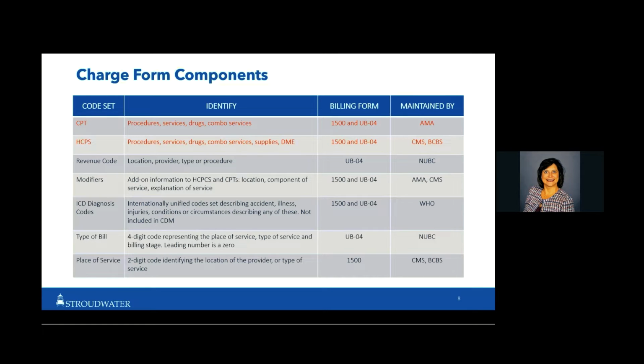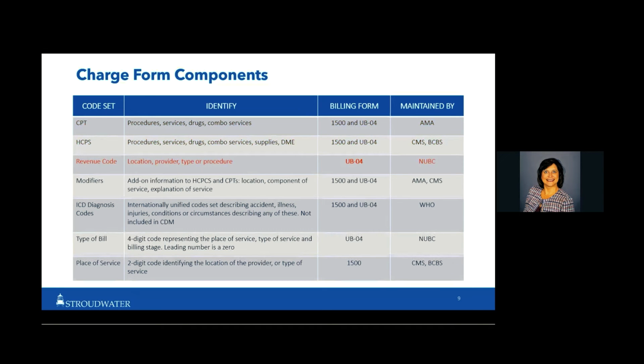Now, the HCPCS code, that's really interesting. They all start with an alphabetic character, still 5 digits, like a CPT code would be, and it goes on either a 1500 or the UB. And it's maintained by either CMS, or in some instances, Blue Cross Blue Shield maintains their own set of HCPCS codes.